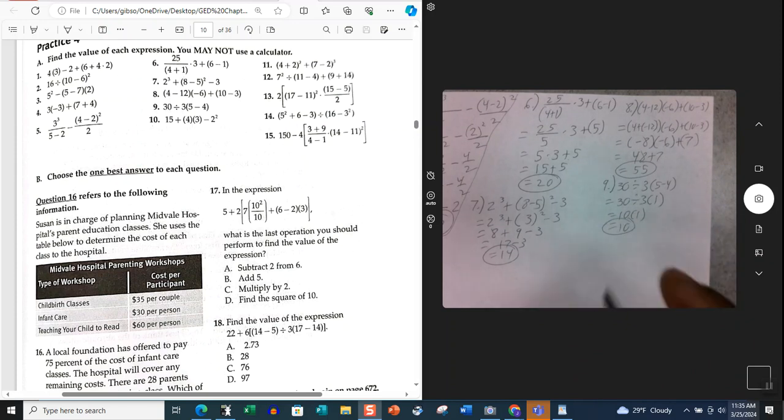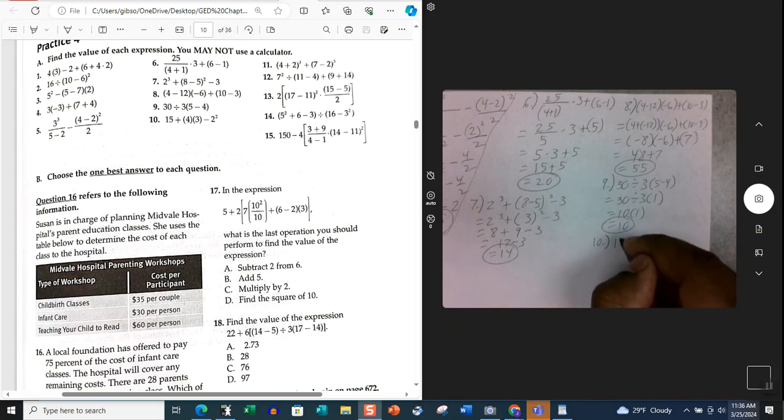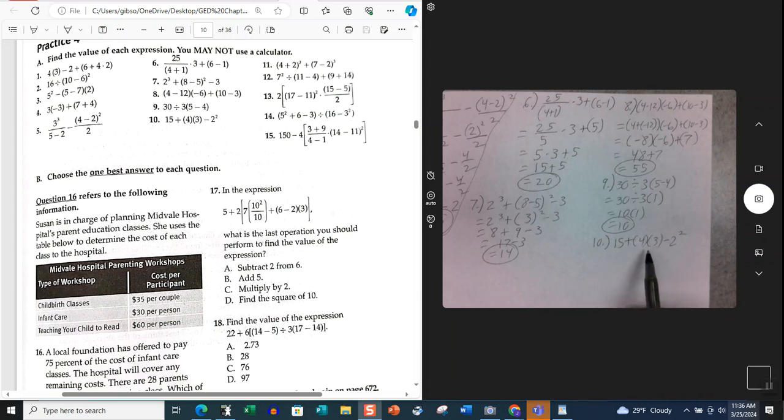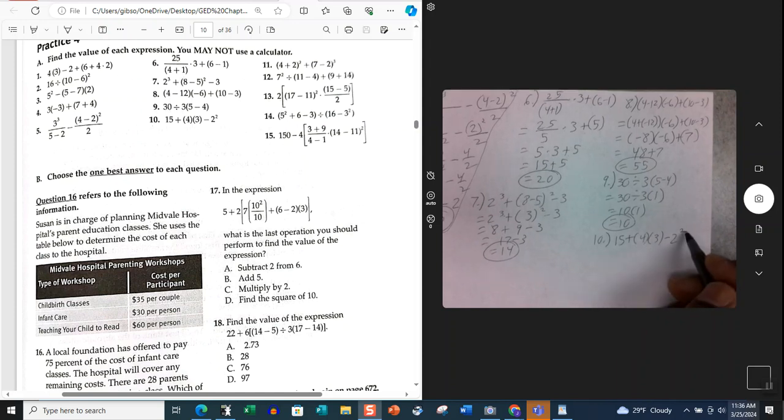So that's number 9. So we go to number 10. Number 10, we have 15 plus 4 times (3 minus 2) to the second power. Now, if you look here inside these parentheses, there's nothing more we could do inside those parentheses. So it's just still 4 and 3. So now we look for an exponent.